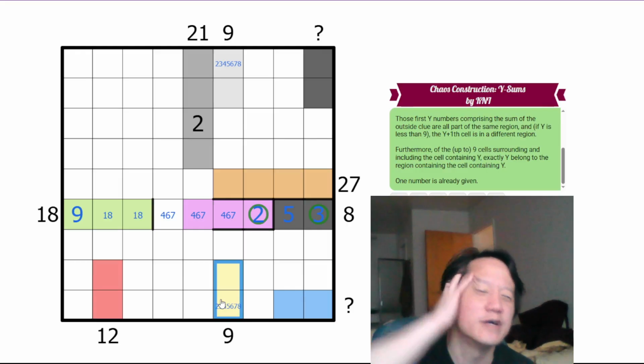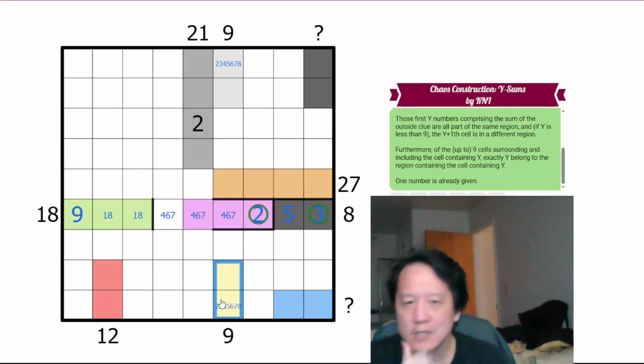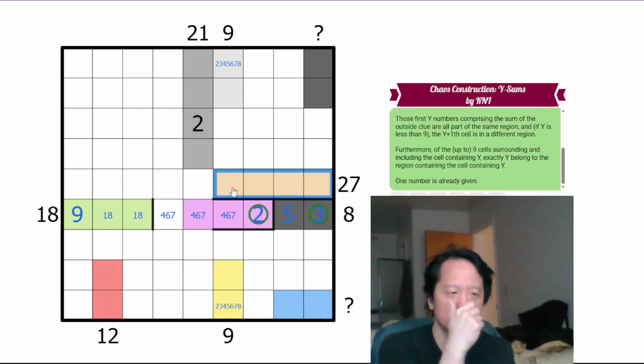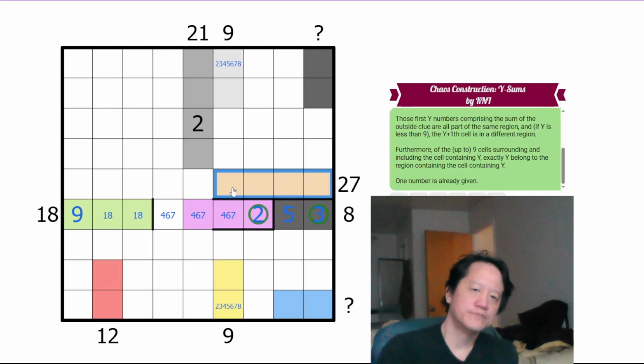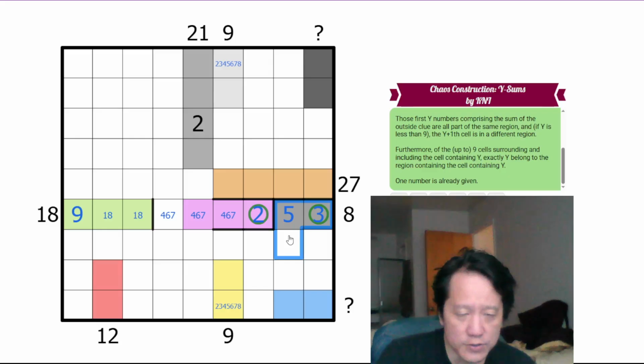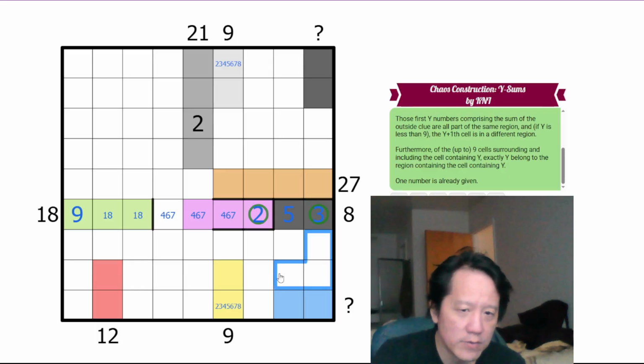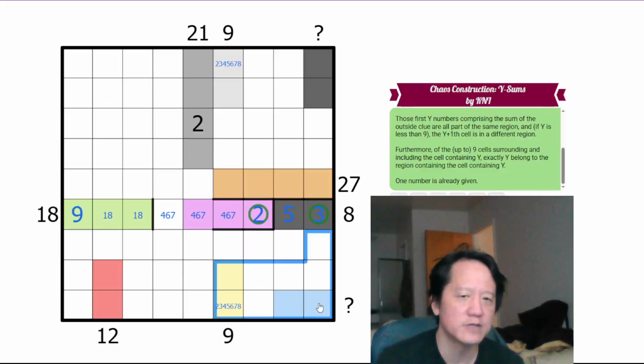Maybe the 9s. The 9s seem like the most potentially restrictive. 27, the y has to be either 4, 5, or 6. Hmm. So if this is dark, I guess technically this could be yellow here, right? You could, no. Well, you could have all of this be blue. It's kind of possible, I guess.